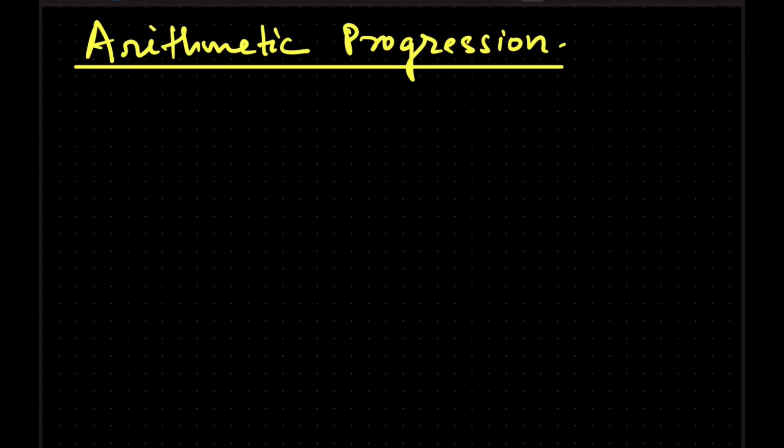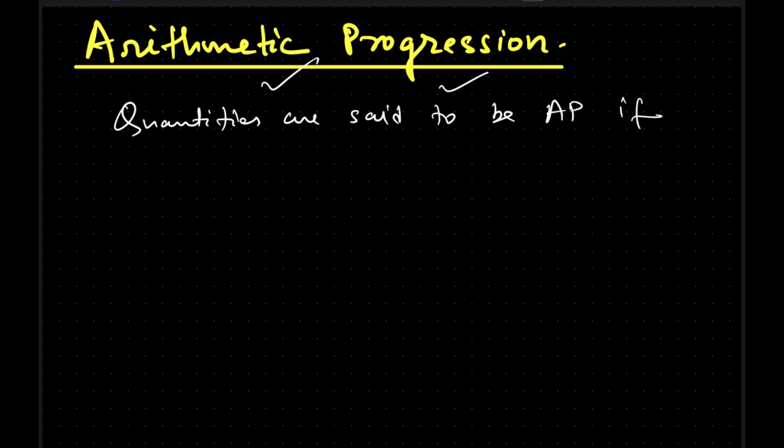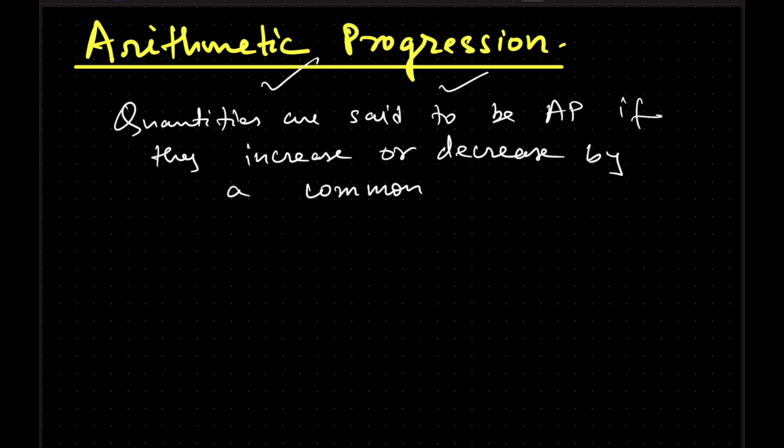So let's see what is an arithmetic progression. Quantities are said to be in AP if they increase or decrease by a common difference. So what does it mean?